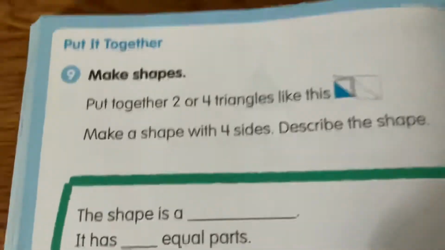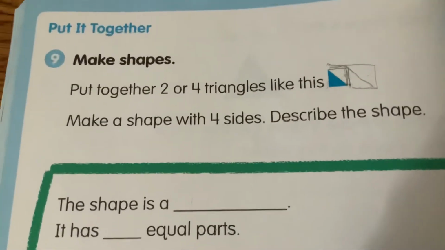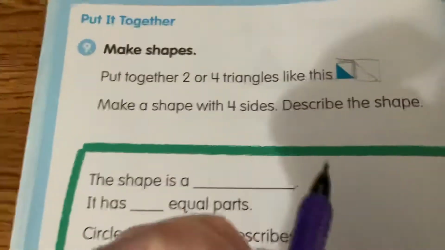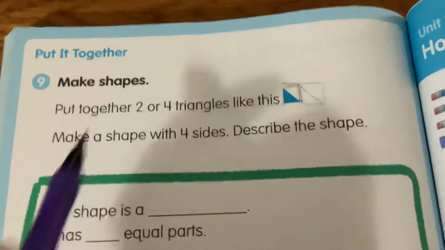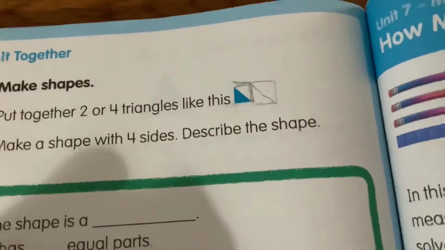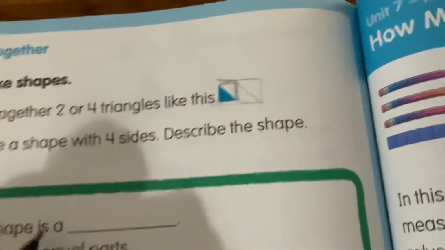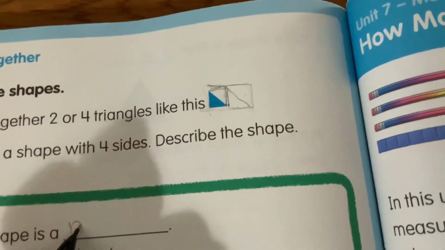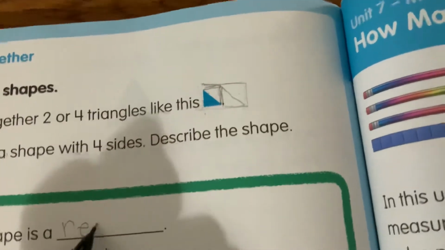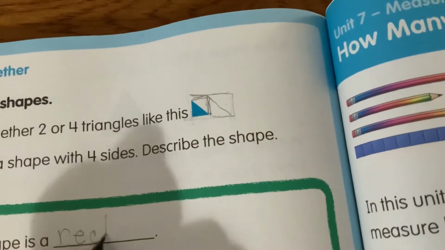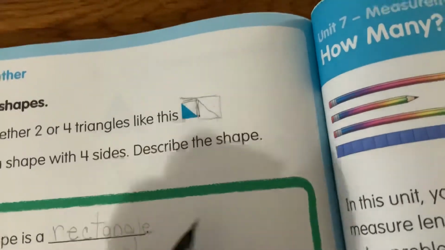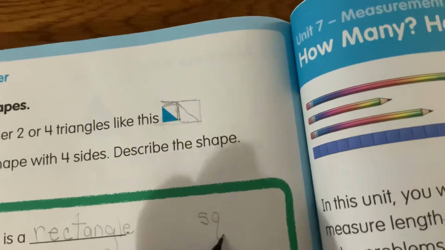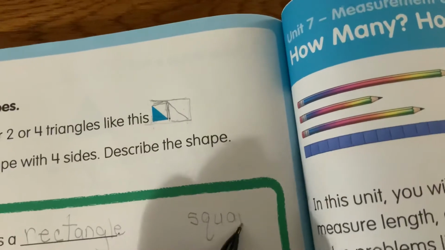So it says make a shape with 4 sides. So that does have 4 sides. 1, 2, 3, 4. And describe the shape. Okay, what I have right now is a rectangle. If you had just done 2, it would have been a square. Okay, so the shape is a rectangle. If you used 2, it would have been a square.